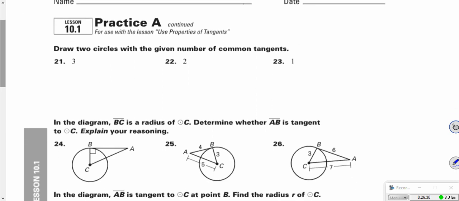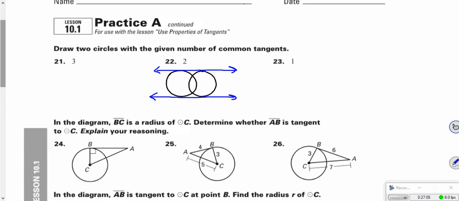Draw 2 circles with the given number of common tangents. Let's do 22, where it has 2. If I'm going to draw circles that have 2 common tangents, those are going to have to be overlapping circles that are then just going to have tangents on top and tangents on bottom. If they're overlapping, we can't have any internal tangents because we don't have any space between the 2 circles.